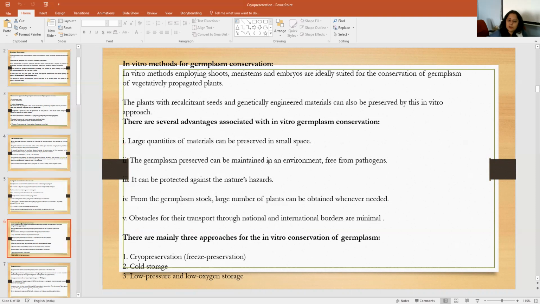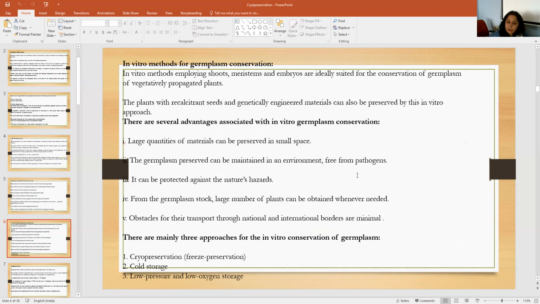The germplasm preserved can be maintained in an environment free from pathogens. It can be protected from nature's hazards. From the germplasm stock, a large number of plants can be obtained whenever required. Apart from that, obstacles for their transport through national and international borders are also minimal. So these are the reasons why we prefer the in vitro germplasm conservation method over the conventional method.